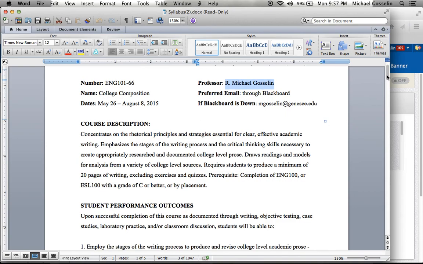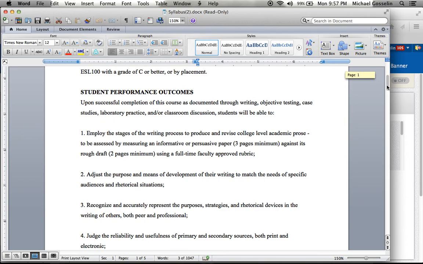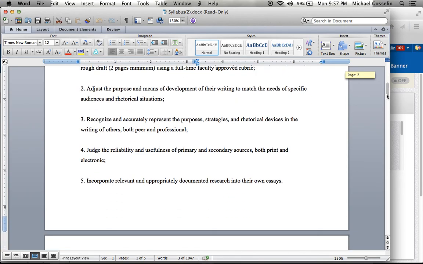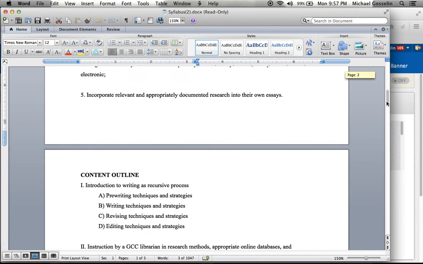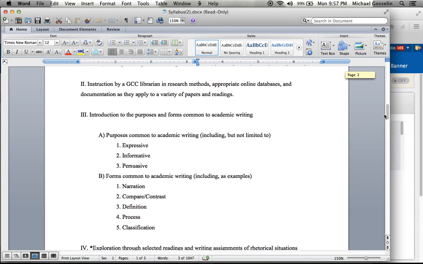Read the course description. Read the student performance outcomes. These are all straight out of the college handbook. I didn't write any of this, but read it so you can get an idea of what the course is about.